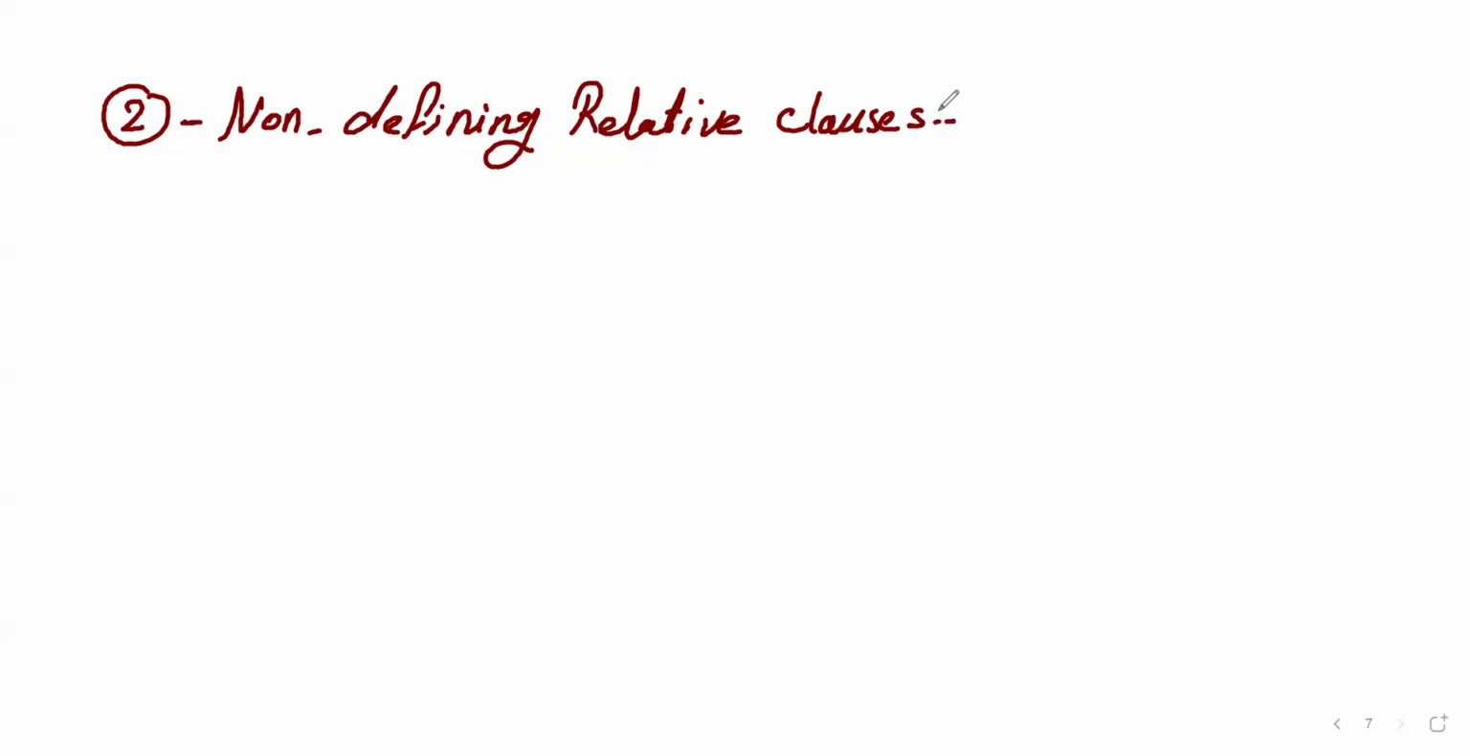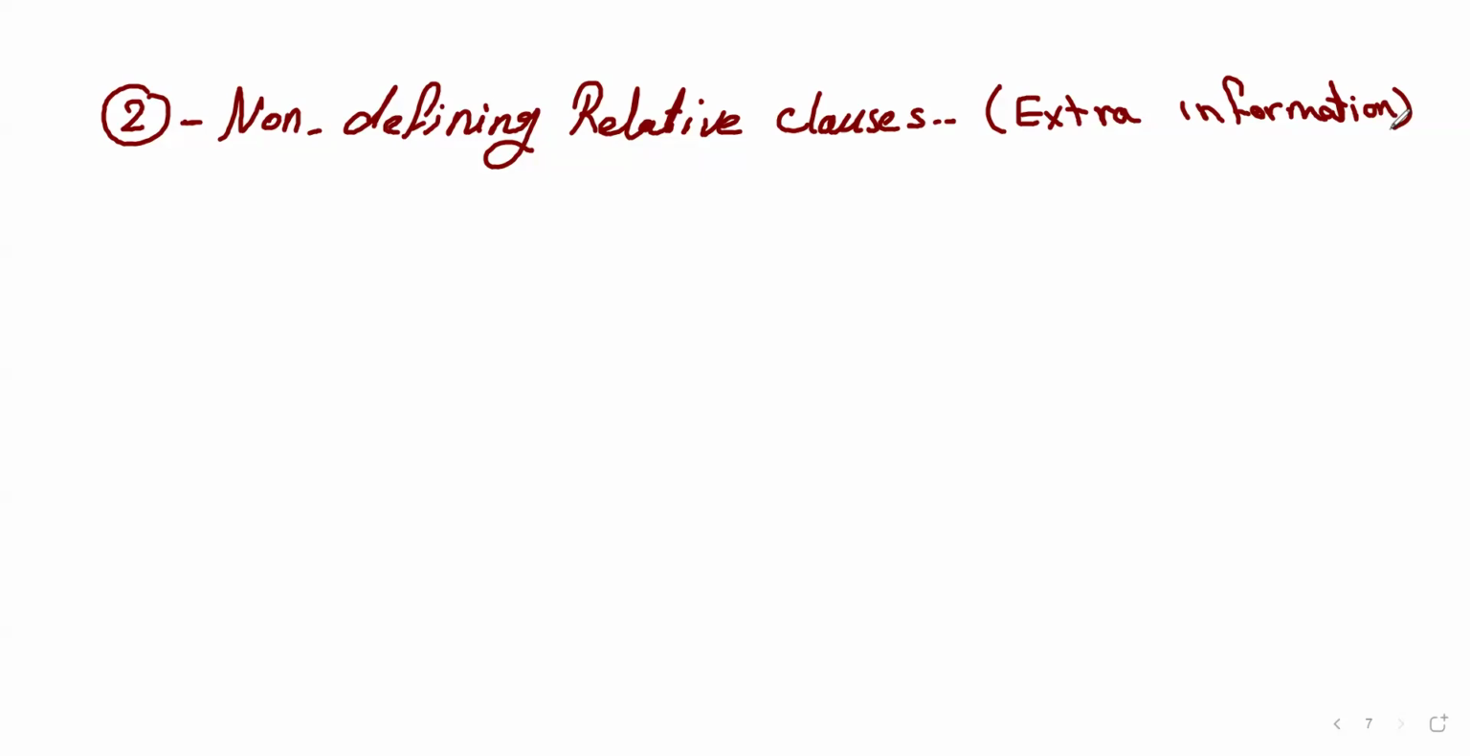Okay, number 2, what about the non-defining relative clause? It's extra information, not essential. Extra. This one adds extra non-essential information about a noun already identified. So the noun is already identified. I don't need this extra information to know it. The sentence is complete and clear without the clause. Commas are used to separate the clause from the rest of the sentence.